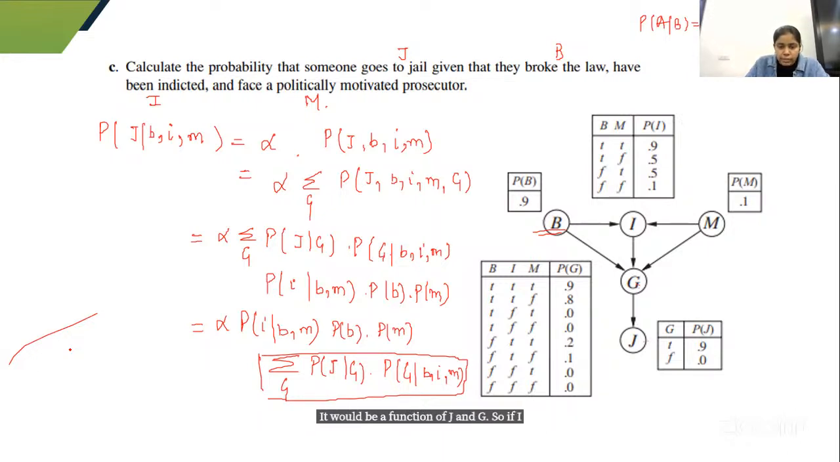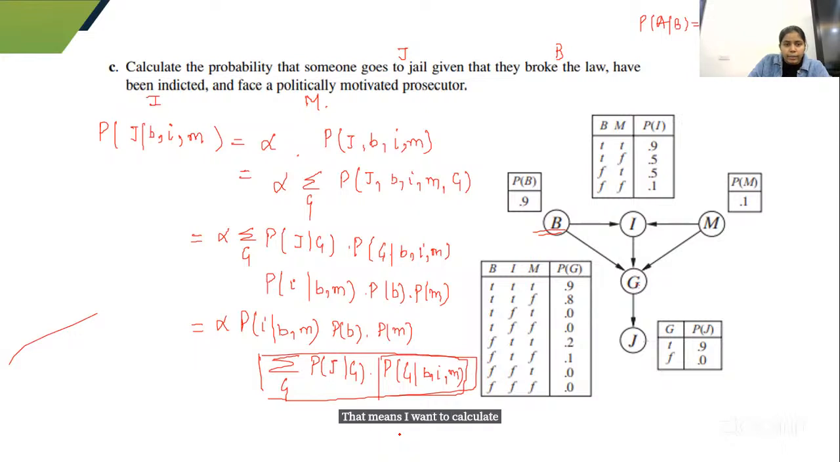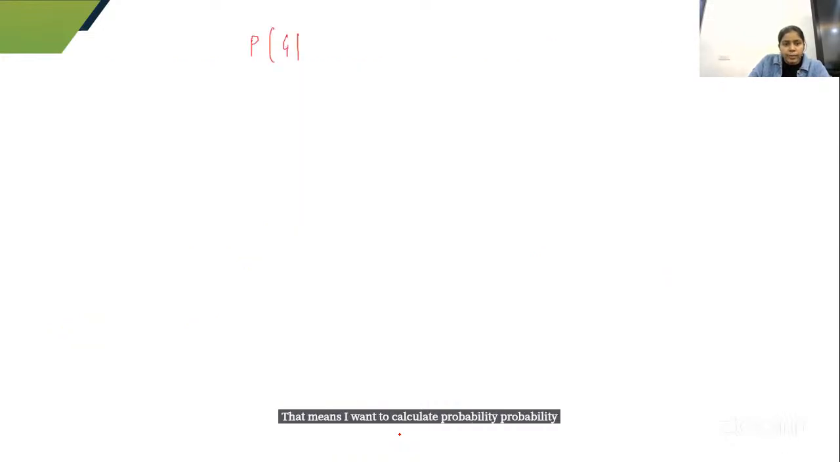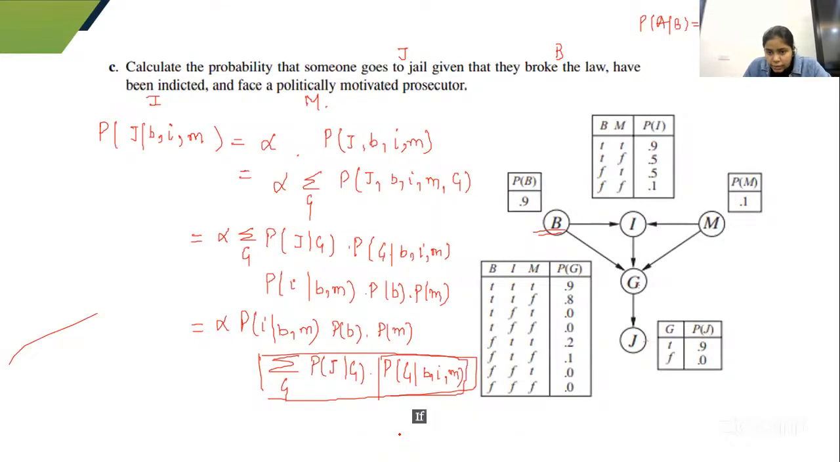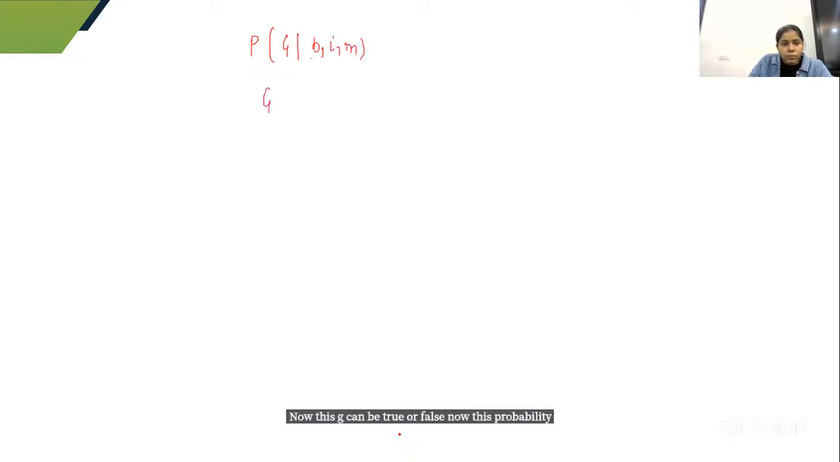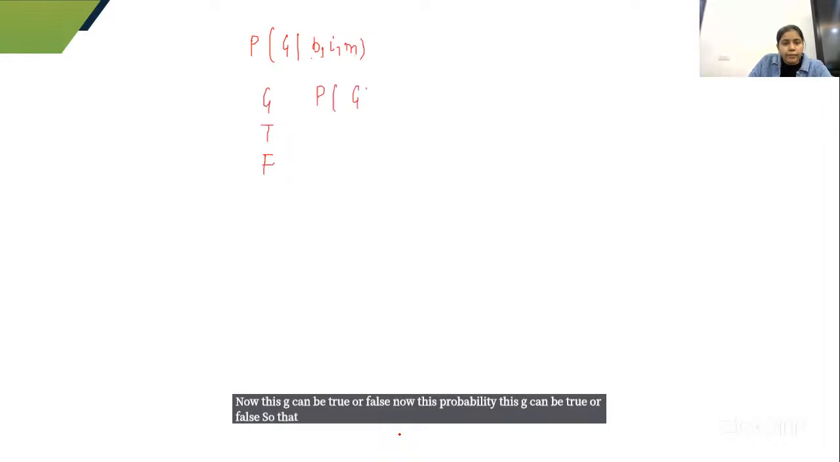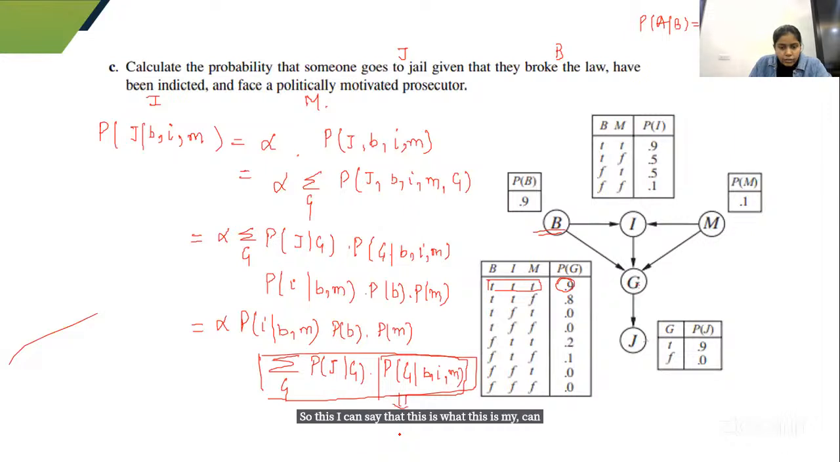So if I take a small part of this, I want to calculate probability of capital G given B comma I comma M. And you know that B, I and M are true. If B, I, M are true, then the probability of G is 0.9. Now this G can be true or false. So probability G given B comma I comma M would be 0.9 if capital G is true, and otherwise it is 0.1. So can I take this as F1 of G?